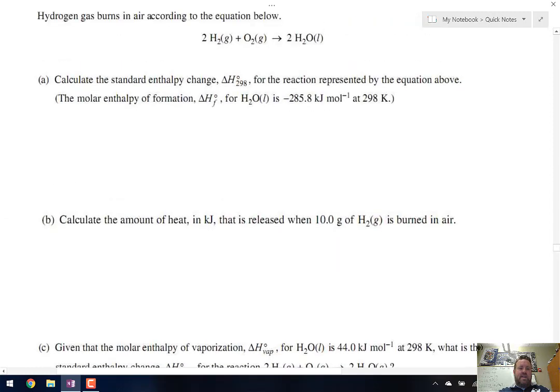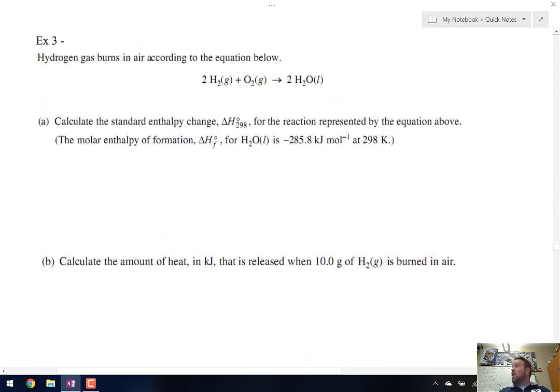Okay, example number 3 here. Hydrogen gas burns in air according to the equation below. You've got H2 plus O2 making H2O. Calculate the standard enthalpy change, so the enthalpy change at 298 for the reaction represented by the equation above, and again they give you enthalpies of formation. Remember, enthalpy of formation of hydrogen is 0, oxygen is 0 because they're both in their elemental form.